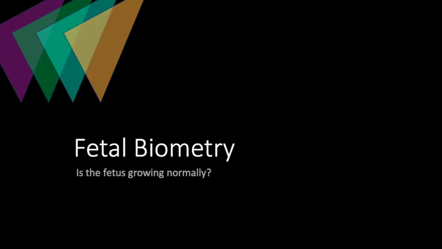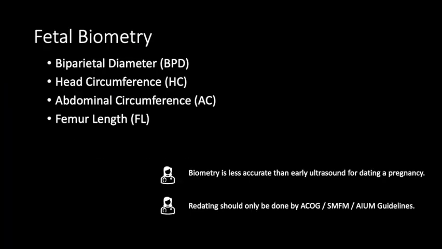Next, we can talk about fetal biometry, which is basically asking the question, is the fetus growing normally, or is the fetus an appropriate size relative to other pregnancies at a similar length? And fetal biometry is divided into 4 separate categories of measurements. The first is the biparietal diameter. Then we look at the head circumference in the same plane. Then we move down to the abdomen and take a circumference of the abdomen. And lastly, we measure the femur length.